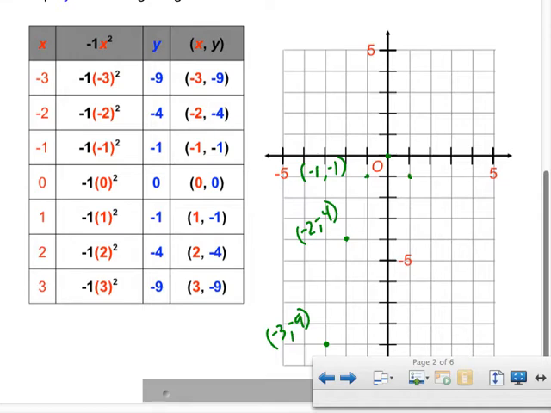And then something about parabolas is they have symmetry. And so if you notice, it's a mirror image and it's reflected about the y-axis. The y-axis would be the line of symmetry. Does that make sense? So if I was to fold this in half along the y-axis, my points on the left and right side of my parabola would line up.